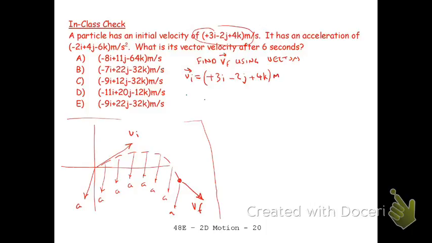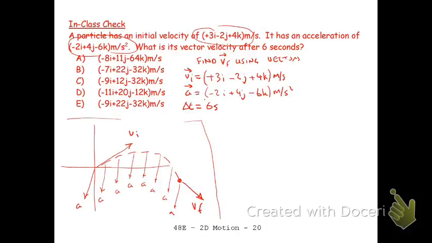That's going to be in meters per second, of course. And then I have my constant acceleration. It's a vector, given by minus 2i plus 4j minus 6k. That's in meters per second squared. It says after 6 seconds, so my delta t equals 6 seconds.